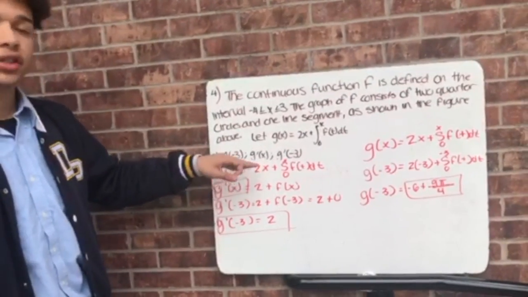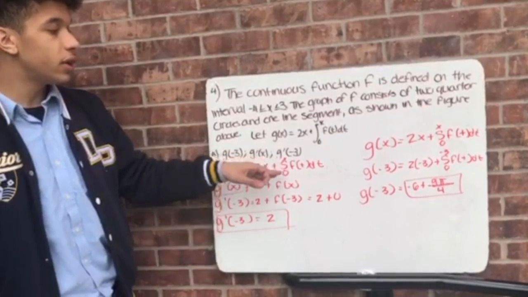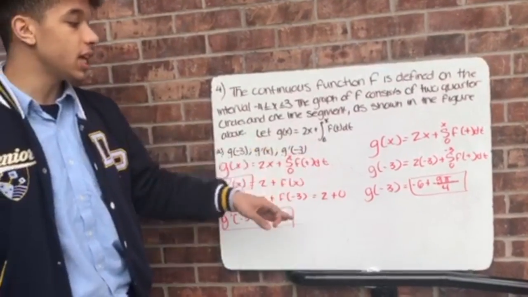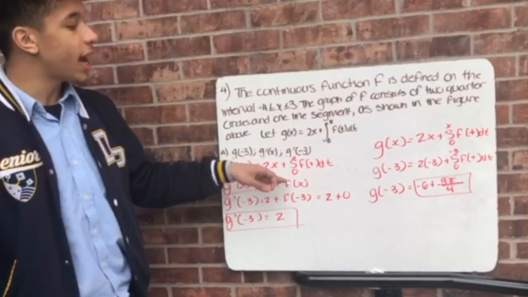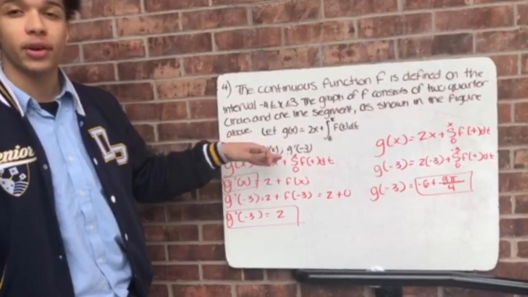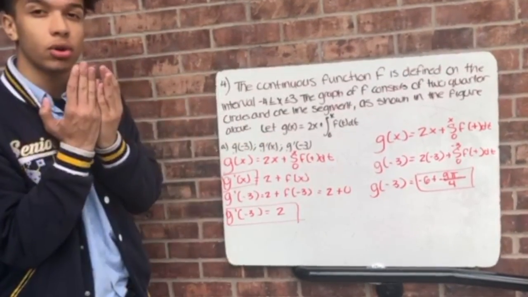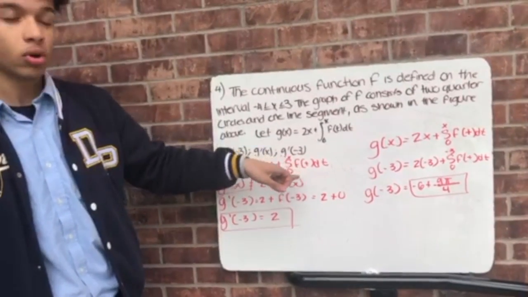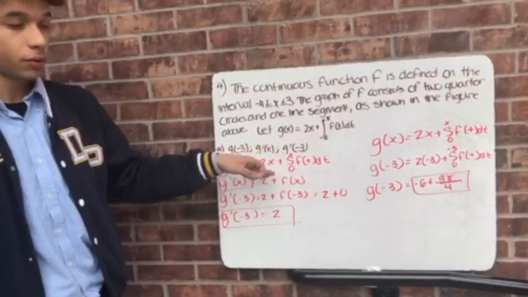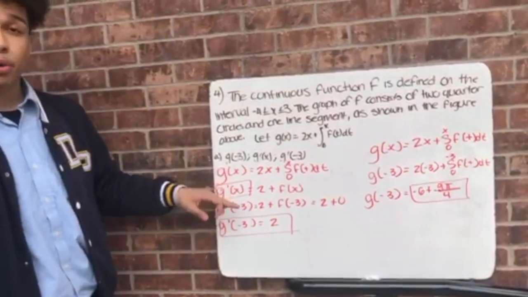The derivative of 2x is 2. The derivative of the integral of f of t dt is f of x. The reason that's f of x is because the derivative and the integral cancel out, so what's left is whatever's in the middle, and we know f of t is in the middle. That's the first point right there.